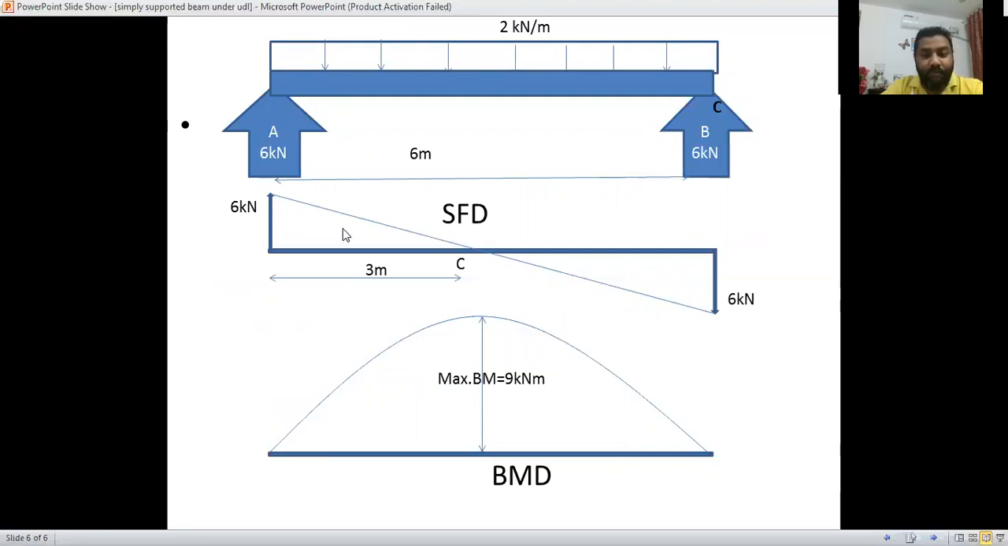See, the shear force at the point A is 6 kilonewton. So I have taken an upward 6 kilonewton, approximately this line for 6 kilonewton. And the shear force at B is minus 6 kilonewton. And in the case of a UDL load between 2 points, the shear force is linear. So I draw a line from this point to this point. So this becomes the shear force diagram. At the point C, the shear force becomes 0, and we know the distance of C from the point A is 3 meter. So this is the shear force diagram.